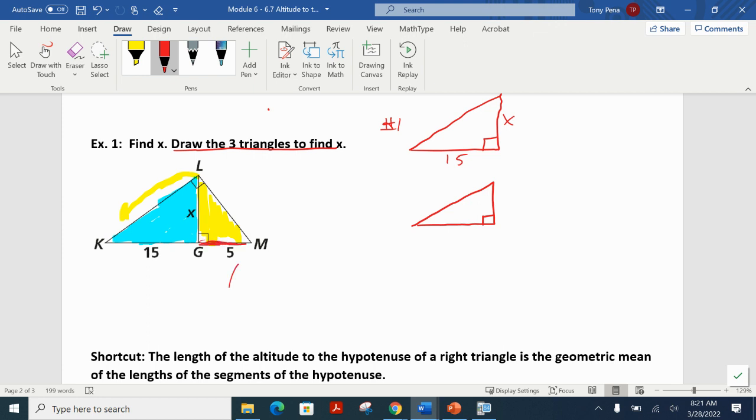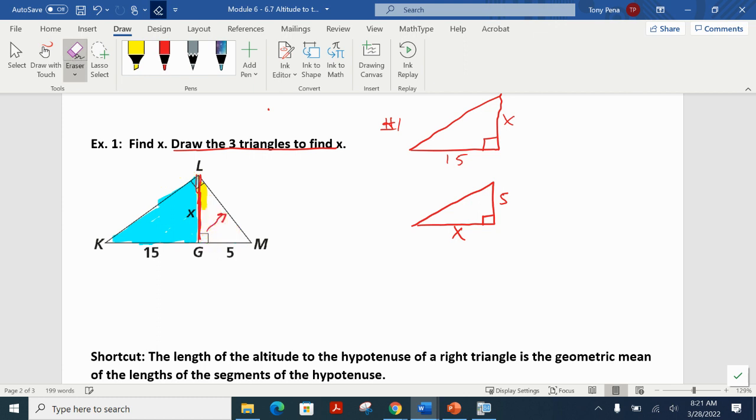This right here, this 5 would now have to be this length here. And then this x right here would now have to be this base. And then opposite of the right angle in the yellow triangle, notice how we don't know the opposite of the right angle. We don't know our hypotenuse here, so we don't know that. Okay, so that will leave blank.